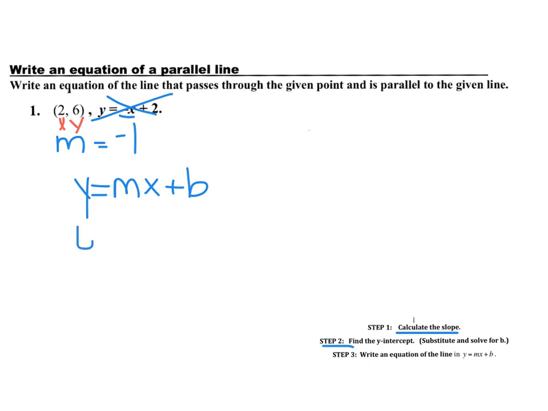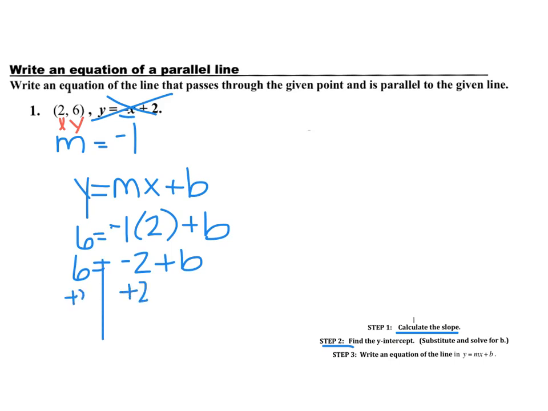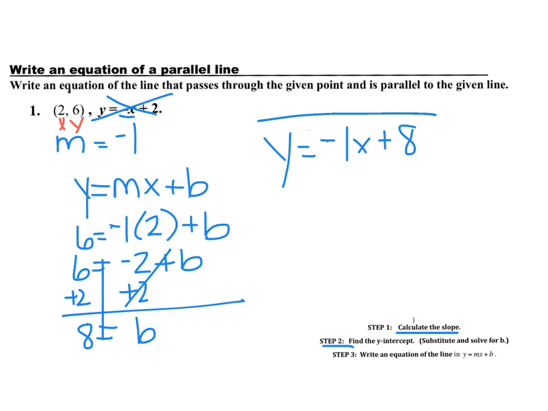So my y is going to be 6. My slope is negative 1. And my x, I'm going to plug in a 2, and now I'm going to just solve for the b. So I have negative 2 plus b is equal to then 6. So let's get that b all by itself by adding the 2. And b then is going to be equal to 8. So now I have my slope and I have my y-intercept. So I can write my equation. Y is equal to negative 1x plus 8.